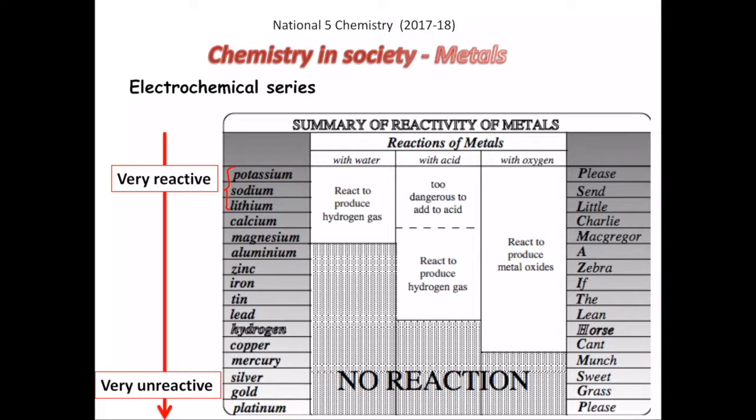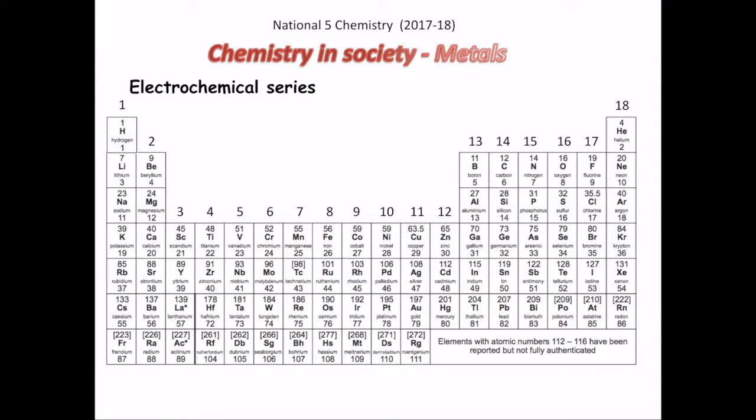Now if we look at the first three elements, potassium, sodium and lithium, let me take you to the periodic table where you can see that they all lie in one group, group 1, which means that they all have one electron in their outermost orbit, and they are lying in different periods of the periodic table. So the similarity is that they all have one electron in their outermost orbit. The difference is that they lie in different periods.